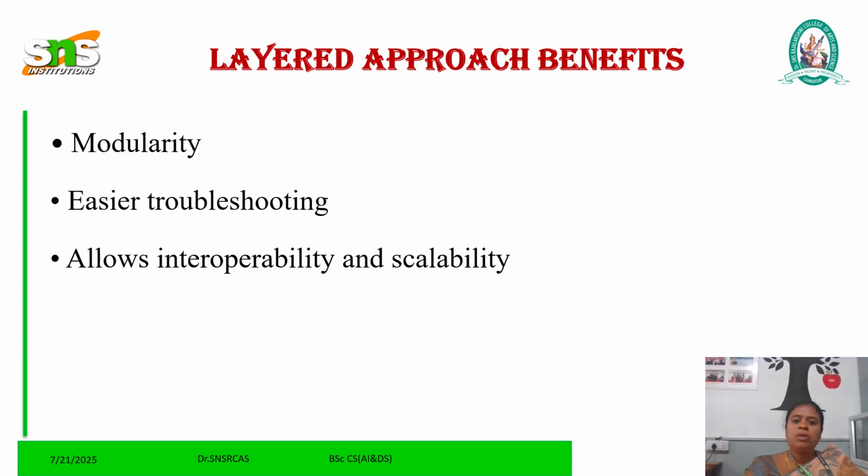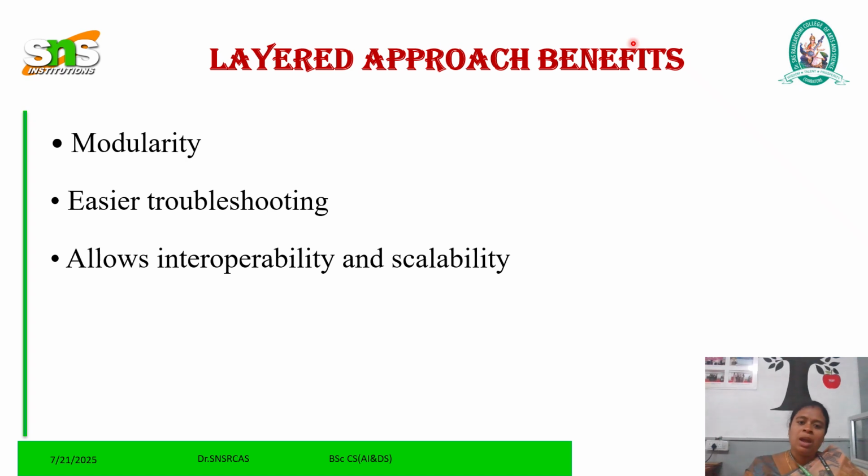Next one, layered approach. A layered approach in a protocol architecture like the OSI model, Open Systems Interconnection model, and the Transmission Control Protocol and IP model divides the complex network communication process into manageable, logical layers. Each layer has a specific function and interacts only with the layers directly above and below. Next one, simplified network design. Breaking communication into layers makes it easier to understand, design and implement. Each layer focuses on a specific task like addressing, routing and encryption.